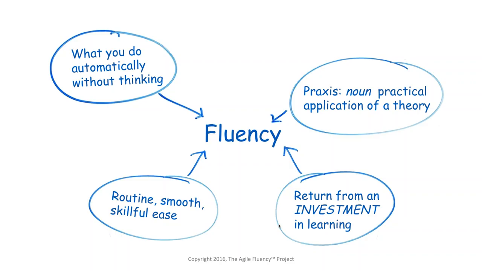In other words, what is our skill level? What can we do automatically without thinking? When someone says, are you fluent in that language? Generally speaking, that's what they're referring to. What do you do? How can you speak without thinking? So what Agile skills do you have that the team applies without really thinking about it? Routinely, smoothly, skillfully, and with ease.